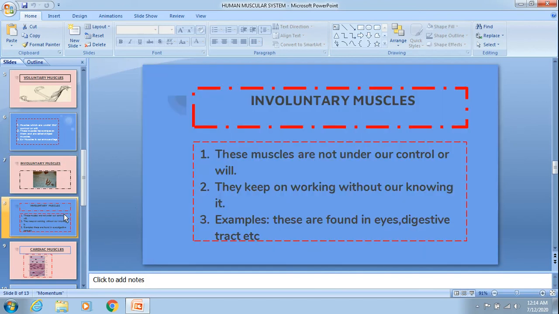Okay, so let's move on to the next slide, which deals with their explanation. These muscles are not under our control or will. They keep on working without our knowing it, right? Even without that, they keep on functioning in our body. We don't even have an idea. Examples: these are found in the eyes, digestive tract, etc. When you eat food, the food gets digested automatically, right? It is because of the presence of these involuntary muscles in our body.